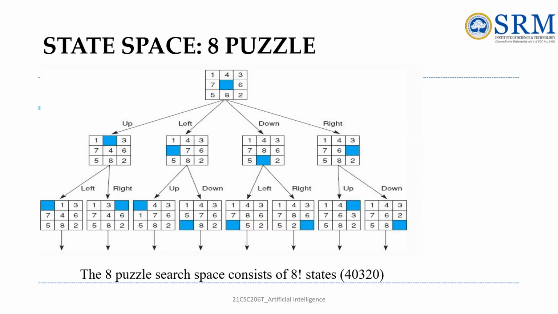And next is the 8 puzzle problem, another state space example. Here we have a 3x3 grid with 8 tiles and 1 empty space. The goal is to arrange the tiles in order. AI explores possible moves to solve the puzzle. The total possible states will be 8 factorial, which is 40,320.